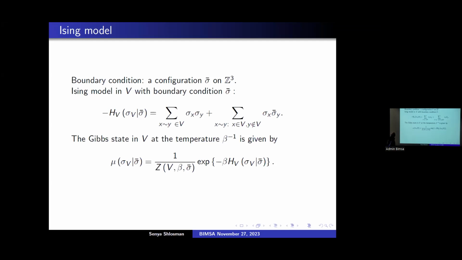And then we write down that same formula as before. The first sum is again the sum over x's and y's inside the box which are nearest neighbors. And then we add an extra term where, again, x and y are nearest neighbors, but x is inside and y is outside V. So just a distance one, but outside. So that's the boundary condition. And then we again do the same. We write down the same probability distribution, which is called Gibbs probability distribution, if I didn't say it.